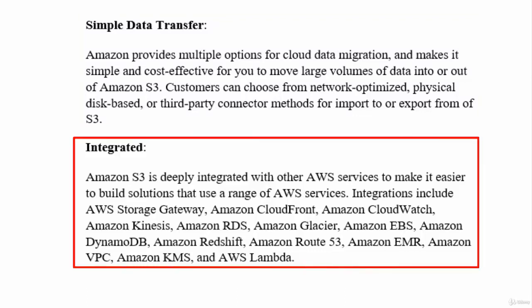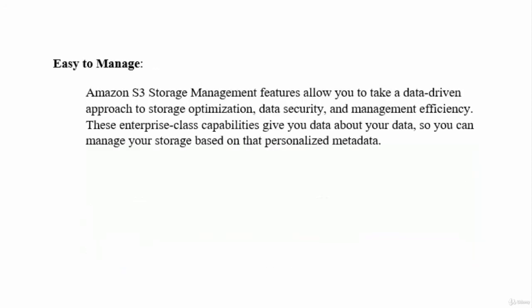Another feature is integration. As we discussed earlier, Amazon S3 is deeply integrated with other AWS services to make it easier to build solutions that use a range of AWS services. You can integrate Amazon S3 with EC2, Storage Gateway, CloudFront, CloudWatch, RDS, Route 53, VPC, and Lambda. All these services you can integrate with S3 and vice versa.